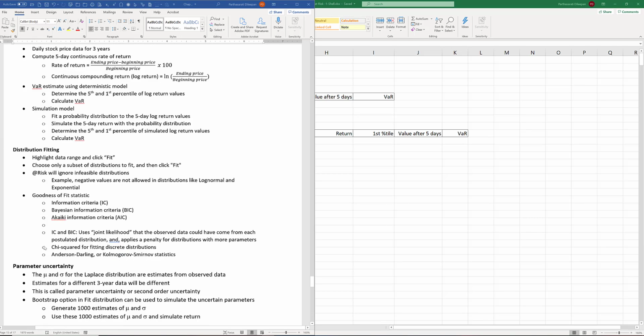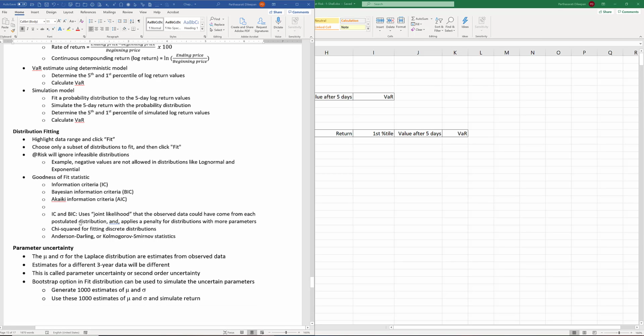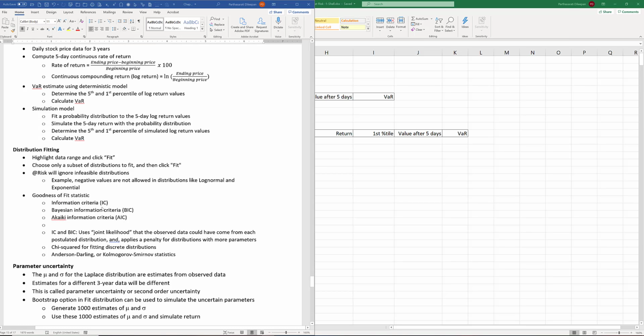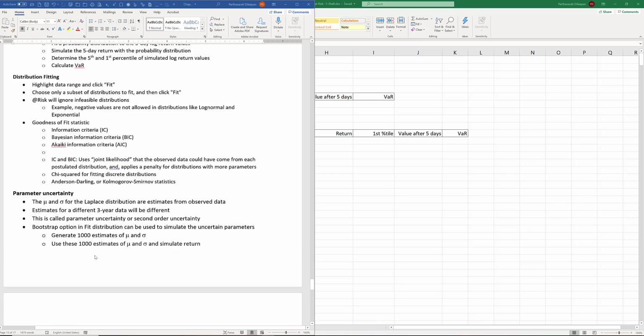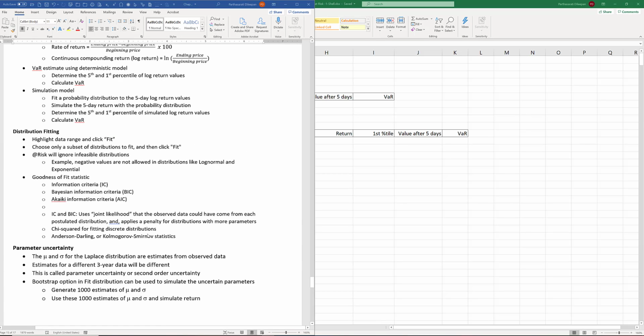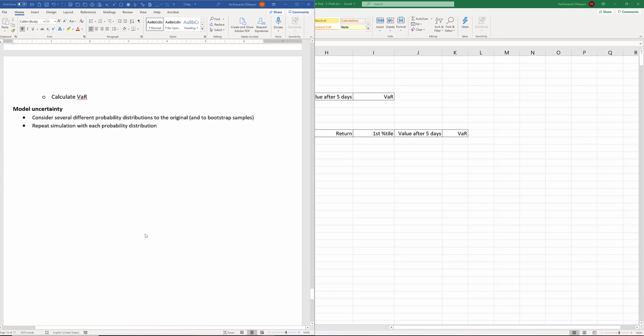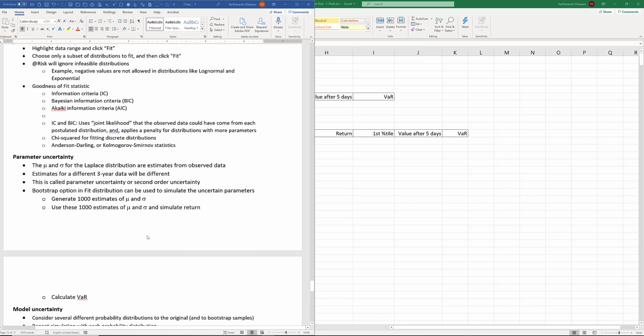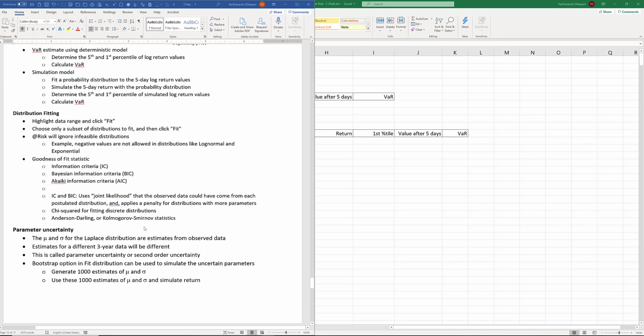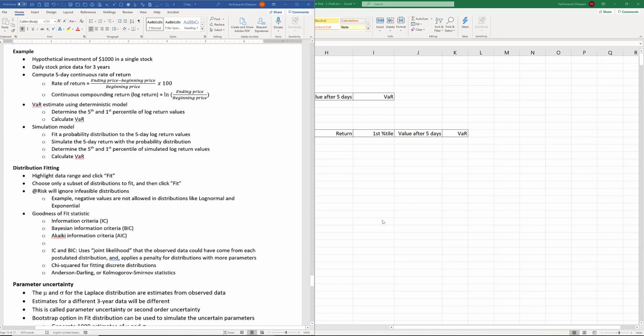So we're going to look at the distribution fitting one more time. And we're also going to look at bootstrapping that we talked about earlier. And we'll look at parameter uncertainty and model uncertainty as well in this context. So let's head on over to Excel and set up the deterministic model.